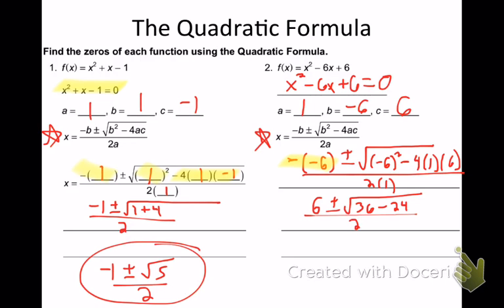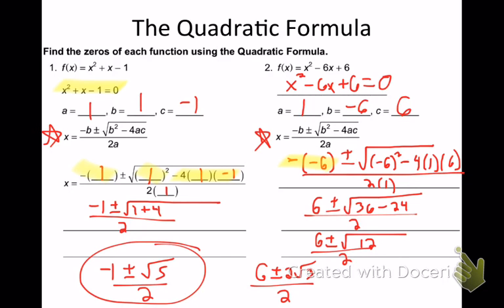Then I simplify further. So I get 6 plus or minus the square root, what's 36 minus 24? All over 2. Now, can I break down the square root of 12? How does square root of 12 break down? Other way around. 2 square root of 3. Because it's 4 and 3, right? Square root of 4 is 2. So I get 6 plus or minus 2 square root of 3 all over 2.